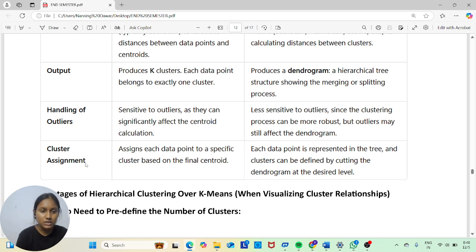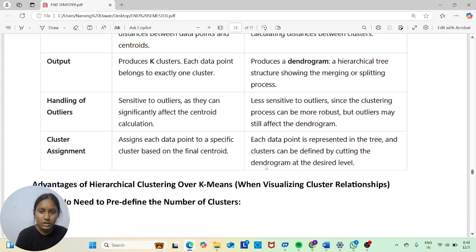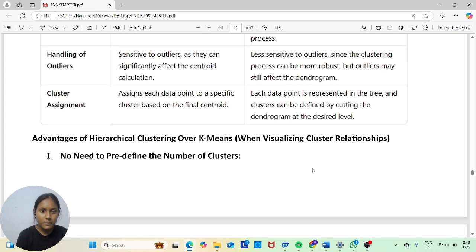dendrogram. Cluster assignment: k-mean assigns each data point to a specific cluster based on the final centroid. And in hierarchical, each data point is represented in the tree, and clusters can be determined by cutting the dendrogram at the desired level.